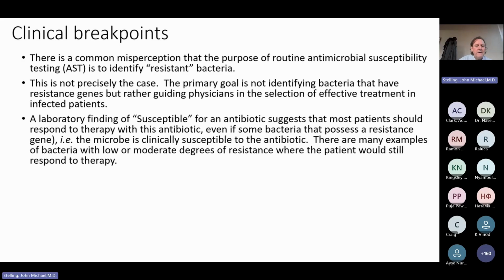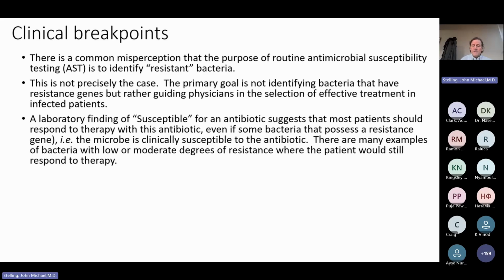And that would be, I think, here. So a laboratory finding of susceptible by the clinical breakpoint for an antibiotic suggests that most patients, most human patients, animal patients, should respond to therapy, even if the bacteria has a resistance gene. Many resistance genes are weak. They're not expressed strongly, might be a single copy.